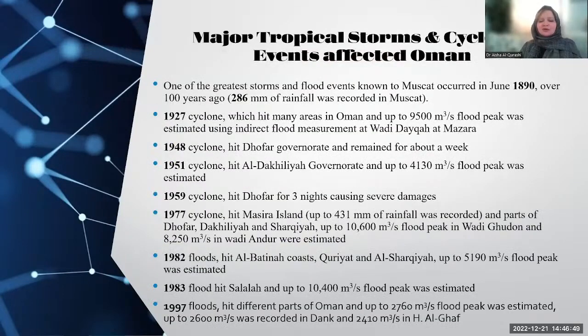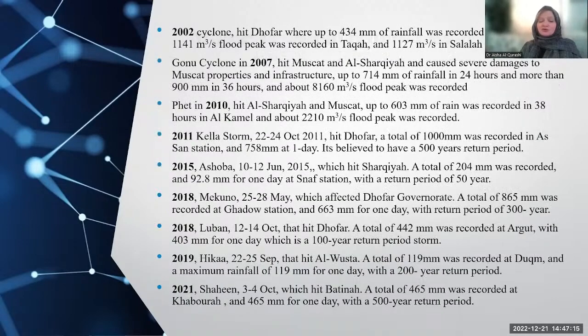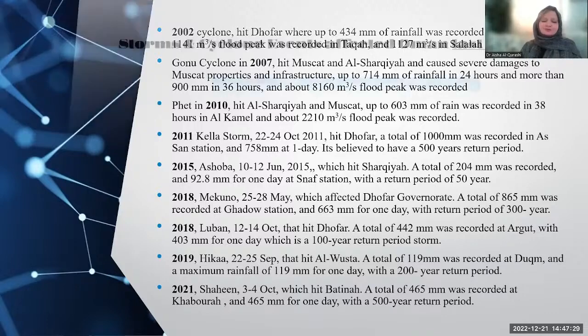Talking about Oman, Oman is always exposed to severe floods and tropical cyclones because of its location. So in 1890, there was a big flood, then 27, 48, 51, 59, 77, 82, 2002, then the famous Gonu in 2007, 2010, 11, 15, 18, 19, 20. So we can see that in the last decade, severe floods are more frequent.